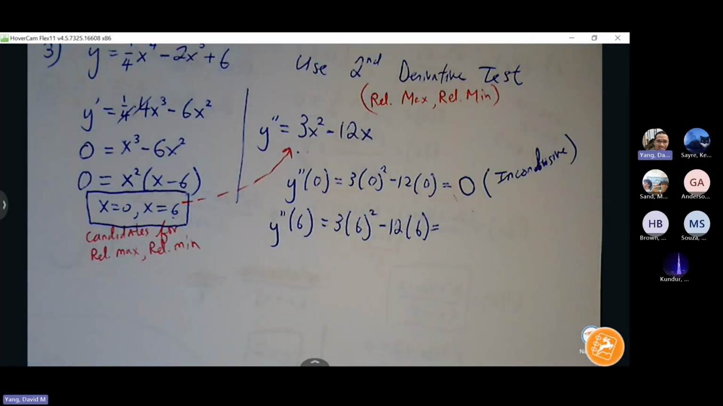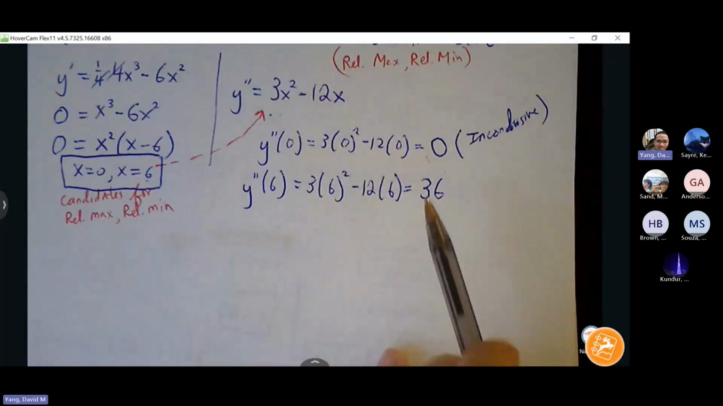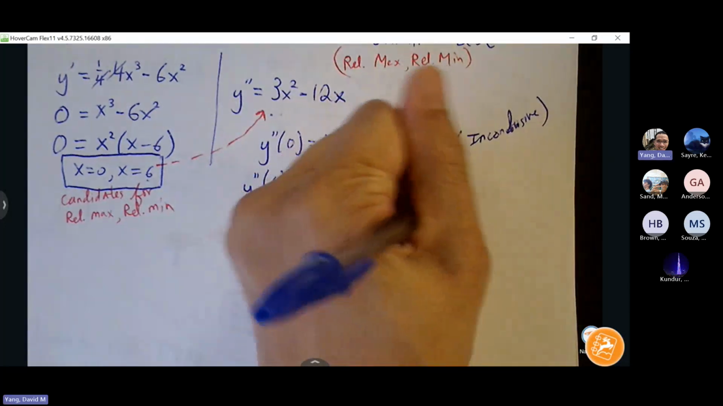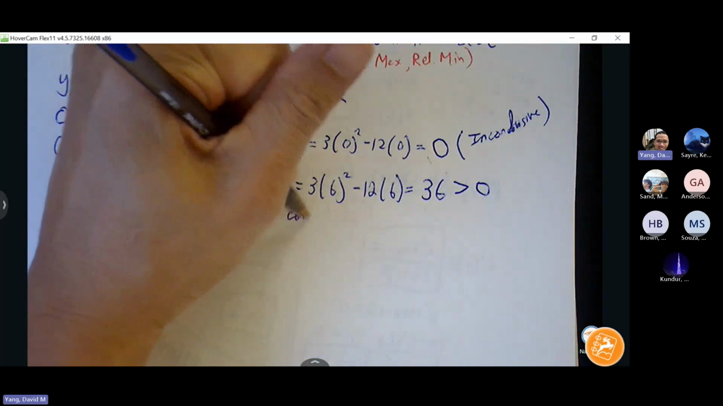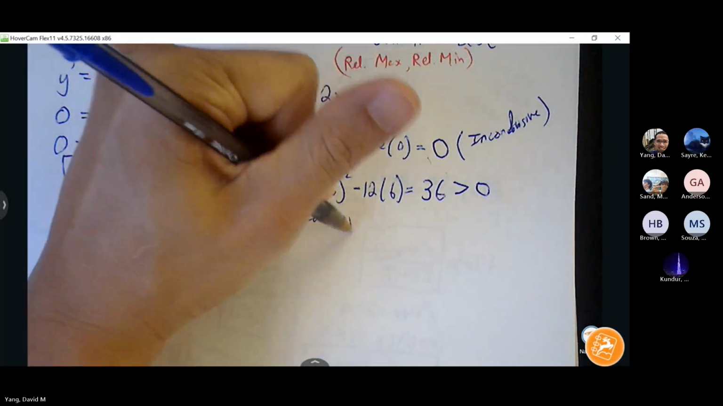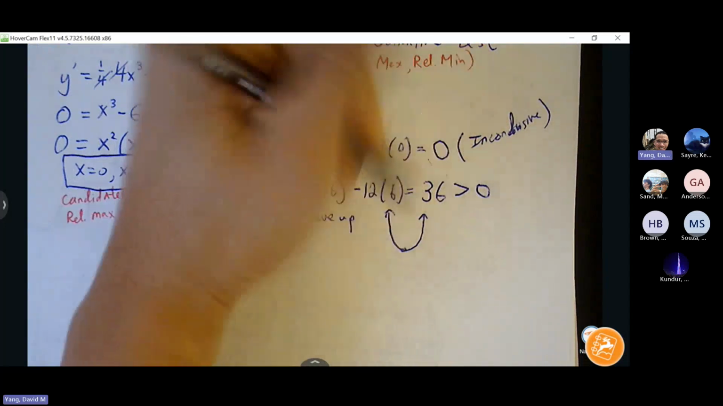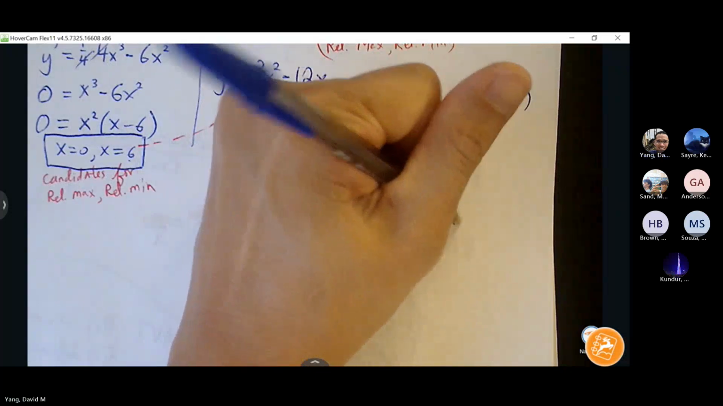So 3 times 36 is 108. 12 times 6 is 72. 108 minus 72 is 36. Now, what is this number telling us? The number is not that important. It's positive, right? So positive second derivative means concave up. Concave up looks like this, which must mean that this point is a what? Relative min.